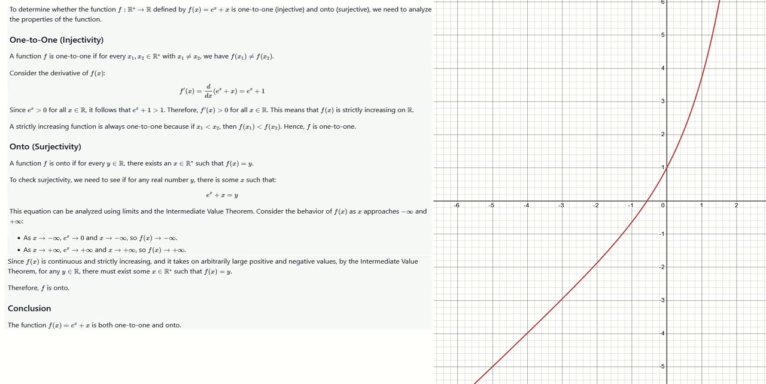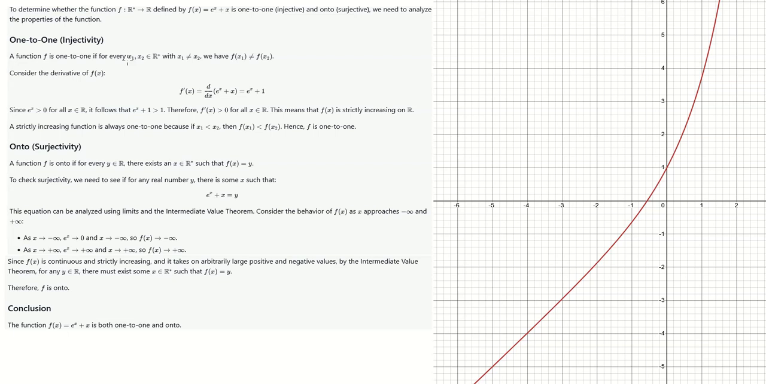Let f go from R* to R with f(x) = e^x + x, where R* is the set of all real numbers different from 0. So we want to see whether f is a one-to-one function and an onto function. So let's start off with one-to-one.